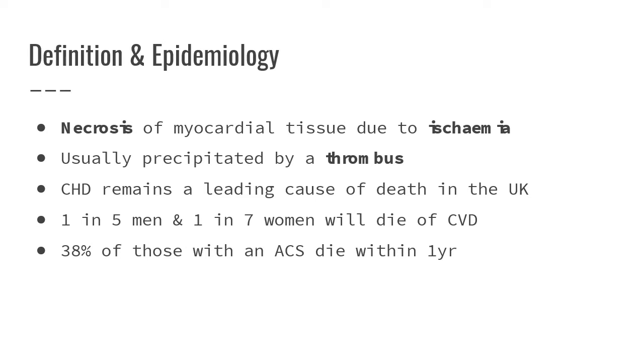So acute coronary syndrome describes necrosis of myocardial tissue due to ischemia. It's usually precipitated by a thrombus. Coronary heart disease remains a leading cause of death in the UK, with 1 in 5 men and 1 in 7 women dying of CVD. 38% of those with an episode of ACS pass away within 1 year.